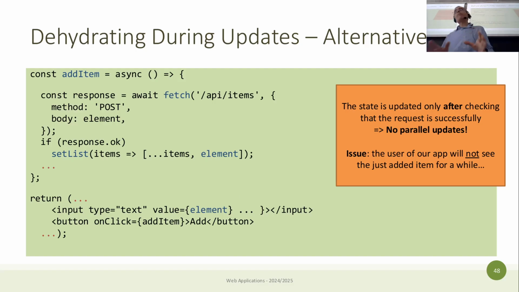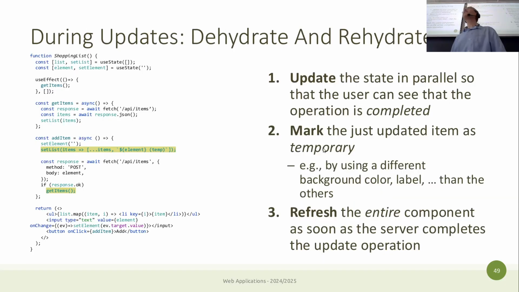Okay. I mean, my preference is probably for the second one, but just for showing you all the options, okay, we will try to have a mix of the two. Okay. So how can we have a mix of the two? Well, let's try to keep the first option, so an immediate update of the user interface, but I mean, saying in some ways to the user that the update is temporary, so it's not really final yet. Okay?